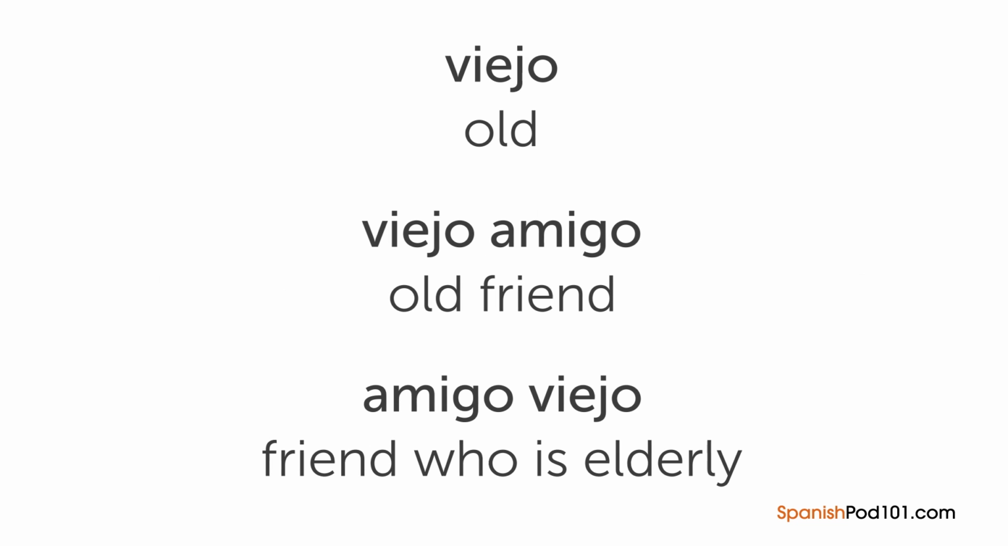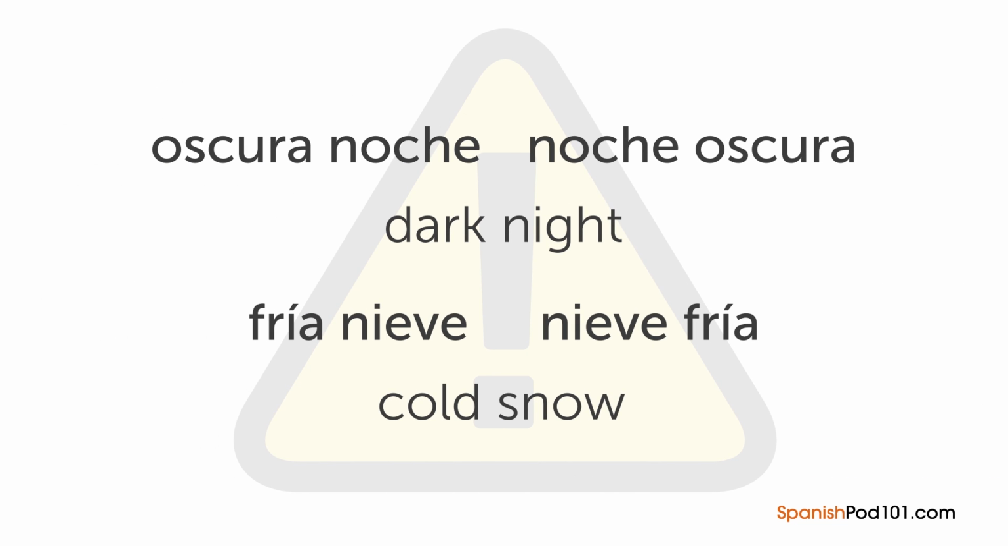Let's do another example with the adjective viejo, meaning old. If you add viejo to the word friend, which is amigo, you will get the phrase viejo amigo, old friend. In this case, viejo represents the length of time the speaker has been friends with that person. The same way you would say old friend in English. However, if you were to reverse the phrase and say amigo viejo, then you would be literally talking about a friend who is elderly.